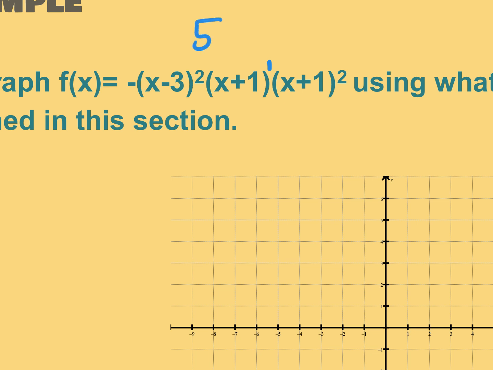There's 5 zeros. There's 2 here, 1 here, and 2 here. All right, so there's 5 zeros. Everybody see that? 5 zeros. It's an odd number, so it's going to be odd. It's negative, so it's going to be rising left, falling right.